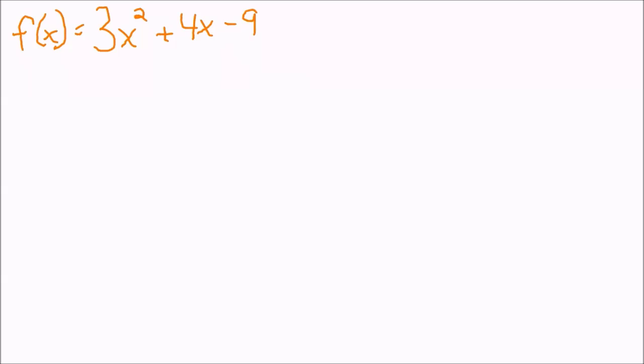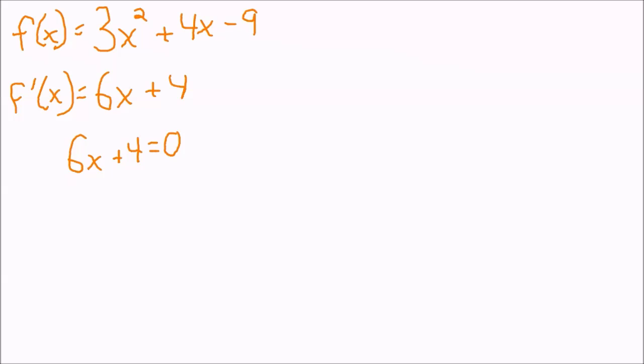Now what I'm going to do is take its derivative and set it equal to 0. So we have f prime of x equals, this is going to be 6x plus 4. So I'm going to set this equal to 0. So I'm going to have 6x plus 4 equals 0. And then I solve for x, so I have 6x equals negative 4. Divide by 6, x equals negative 4 over 6, which is the same thing as saying negative 2/3. So this is my critical point.